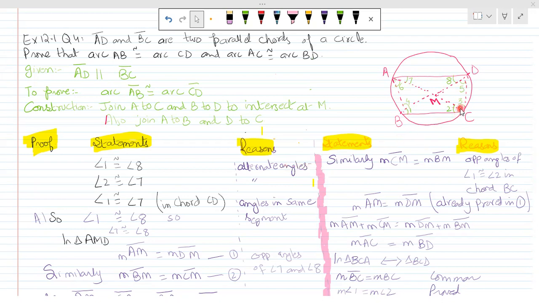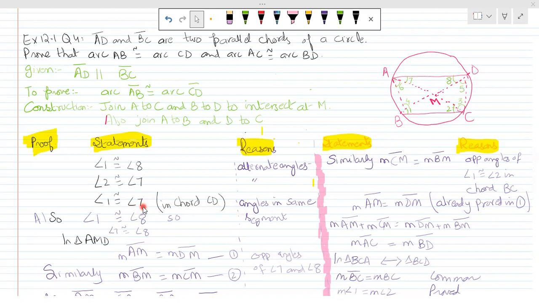Now angle 2 and angle 7 are also congruent to each other for the same reason. They are also alternate angles. Now if we look at the chord CD, I'm starting the angle from C and ending at D, and look at the diagram. CD angle 1 and CD angle 7. So angle 1 and angle 7 are on the chord CD, in the same segment, and according to our theorem, they are congruent to each other.